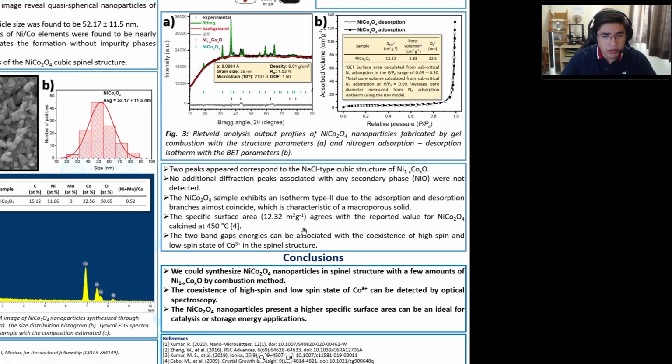Finally, with these results, we conclude that the synthesis by the jet combustion method permits obtaining small nickel cobaltite nanoparticles with high potential for application in catalysis due to the surface area, the coexistence of the two spin states, and the low-cost method used to fabricate them.